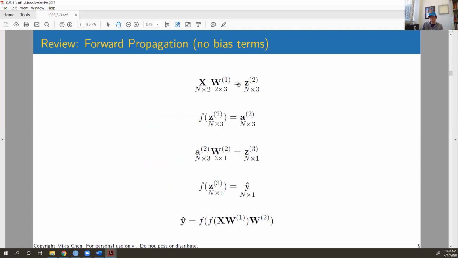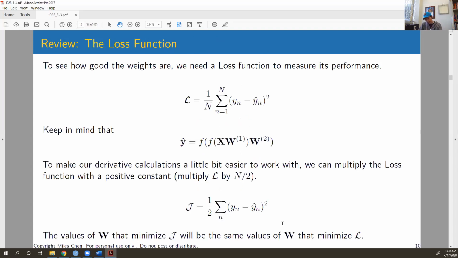X times W gives you z. Apply the activation function to z, gives you a. Multiply a times the second weight matrix, that gives you another set of z's. Apply a function to z's, and that gives you y hat, and that's what we have here. All right, so this is what we want to do.